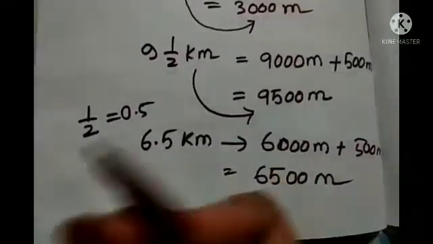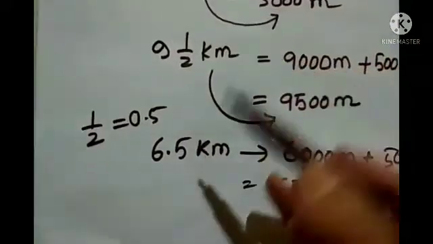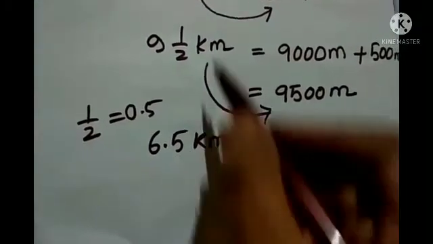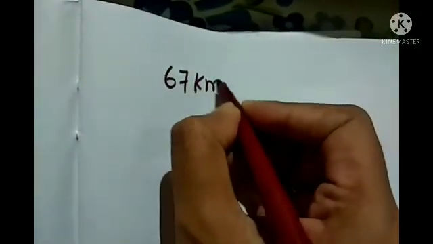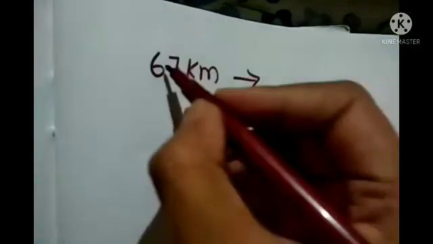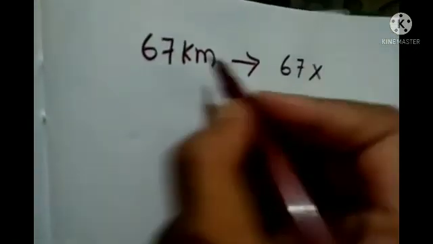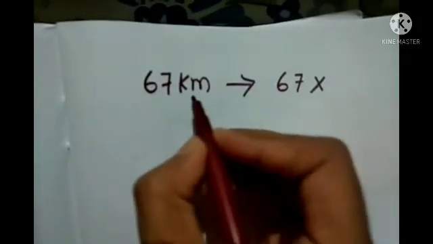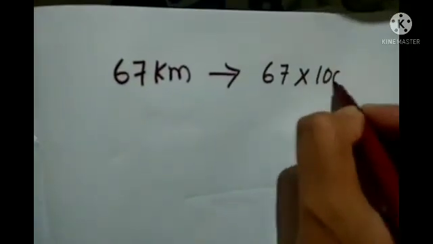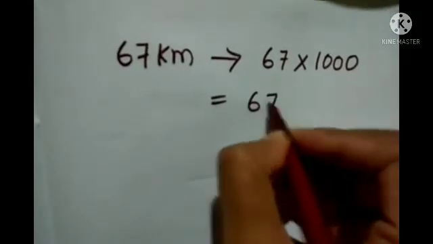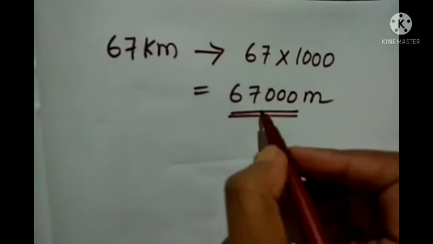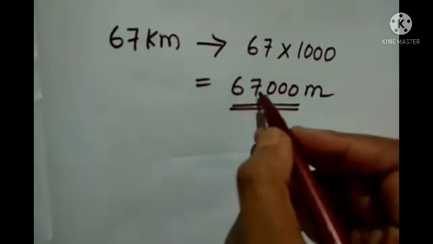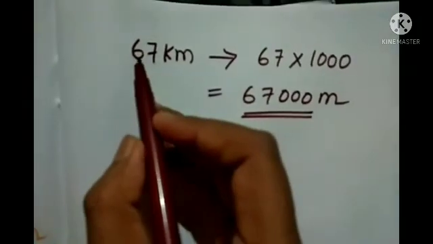Now you may ask that in place of 5 or half, if some other number is there, then how to do it? If it is given like 67 kilometer, then how can you convert it into meter? Here, as this one is in kilometer, you have to convert it into meter. So you have to multiply by 1000, then you'll get 67,000 meter. So this is the answer. 67,000 meter is equal to 67 kilometer.